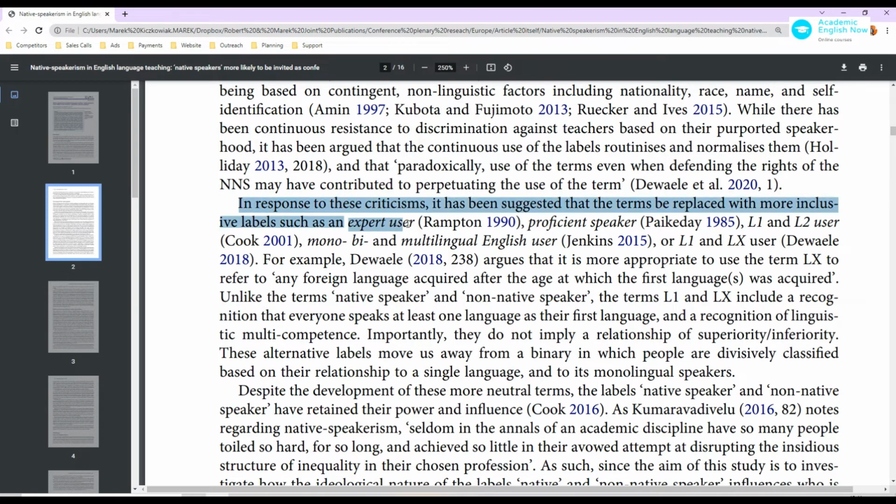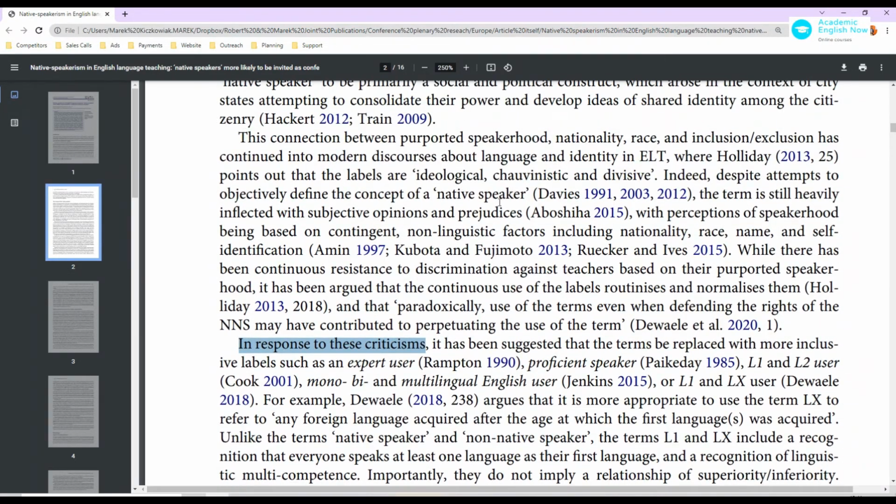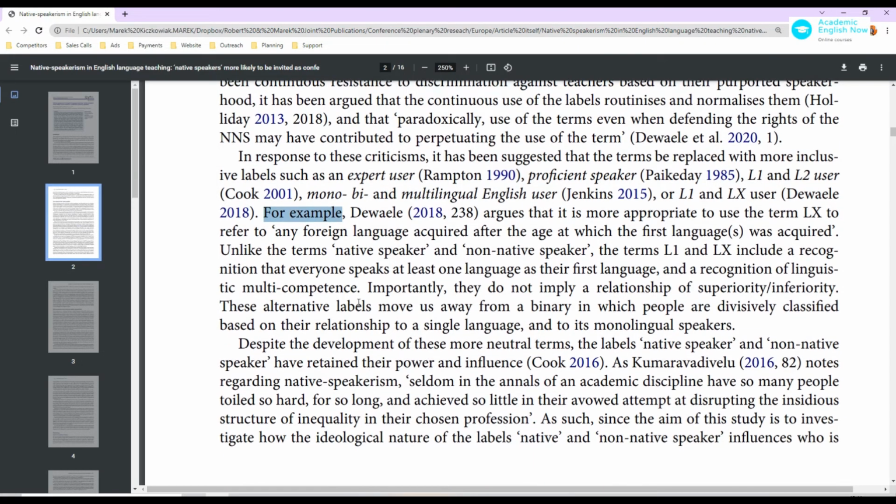So first of all, right at the beginning of this paragraph, we have a connection to the previous paragraph, and the previous paragraph was about some criticisms. So this simple link, in response to these criticisms, provides a very logical link, and that's how your text flows very nicely. And then within the paragraph, we've got clear links between sentences, right?